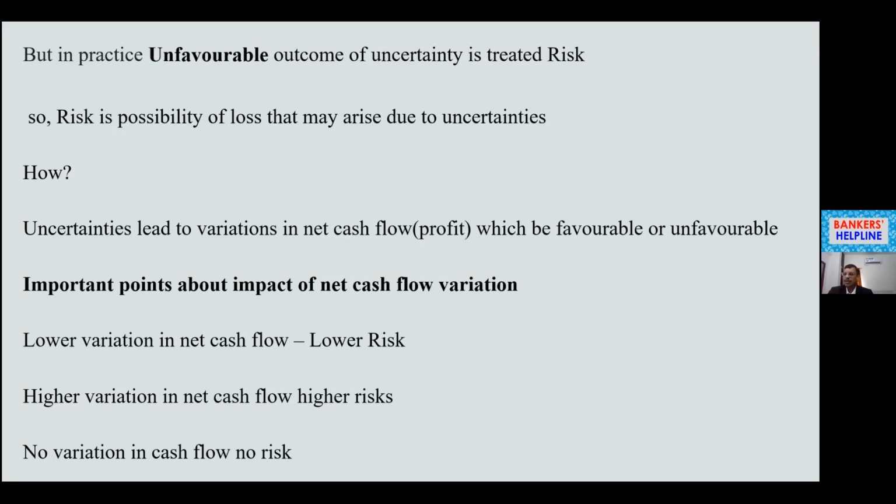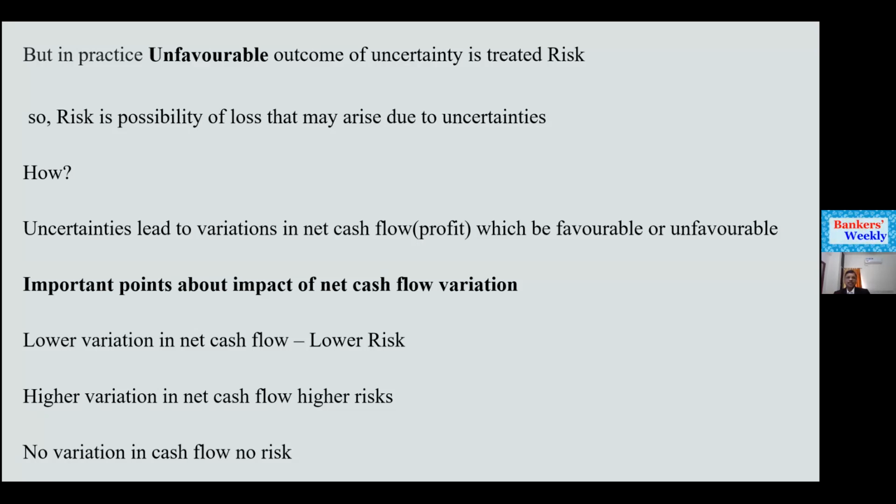But generally in practice, what we think of as an unfavorable outcome of uncertainty is treated as risk, though risk covers both positive and negative uncertainties. So in practice, when we talk about risk as an unfavorable outcome of uncertainty, risk can be defined as the possibility of loss that may arise due to uncertainties. Then how is it a possibility of loss?